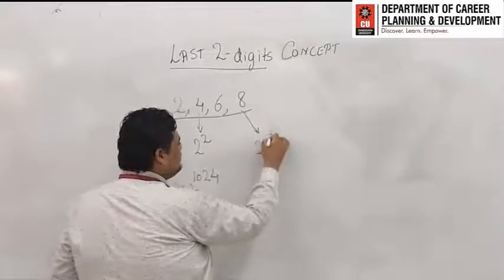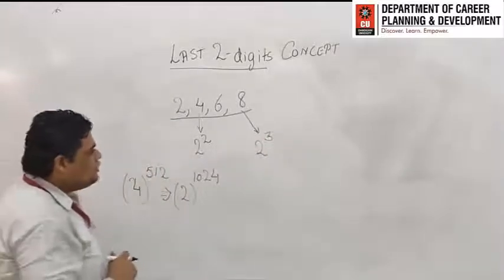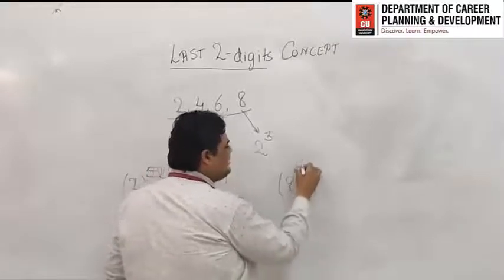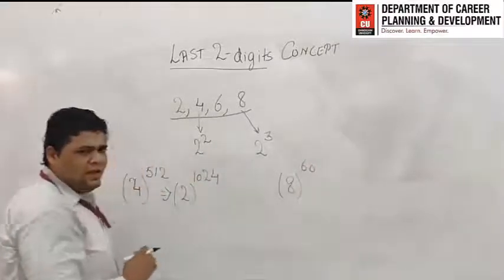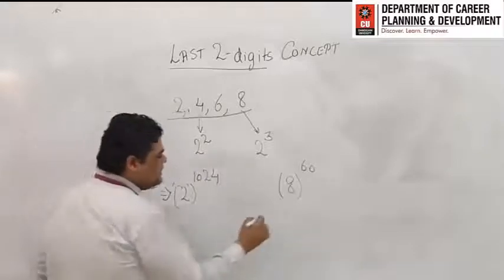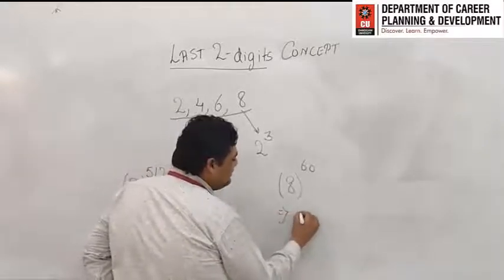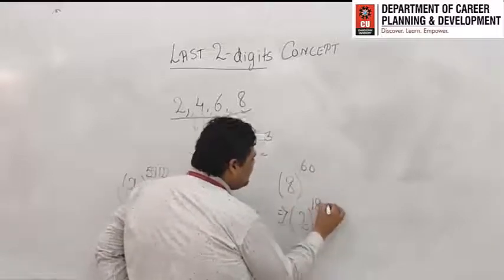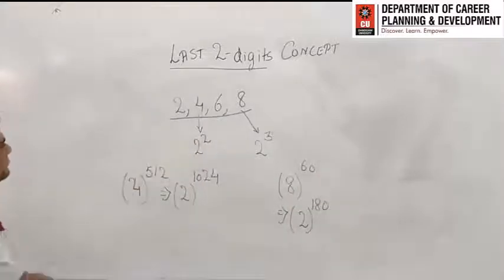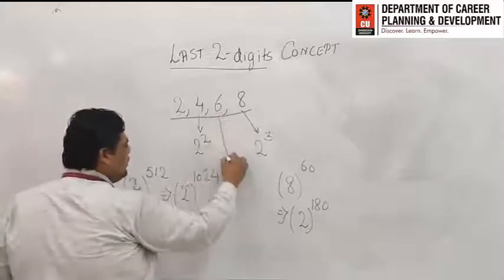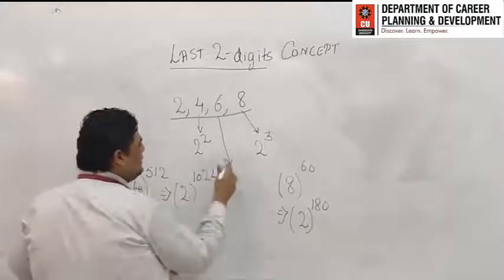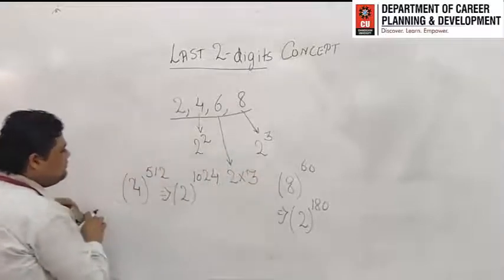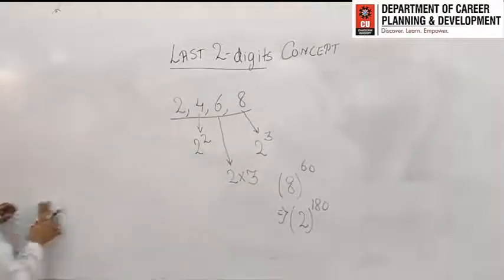And for 8 it will be 2 raised to the power 3. So if we are given 8 raised to the power 60, we will convert it as 2 raised to the power 3 multiplied by 60, which is 180. And for 6 what will we do? We will use it as 2 multiplied by 3.